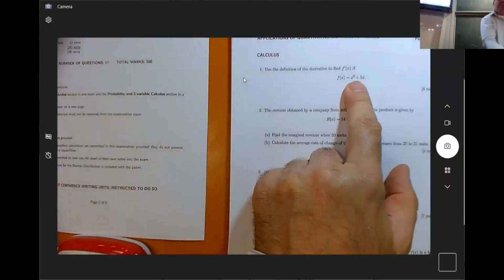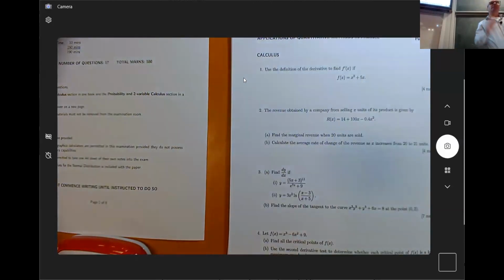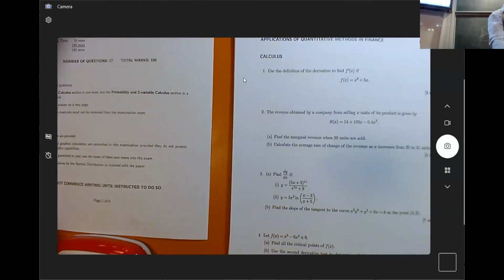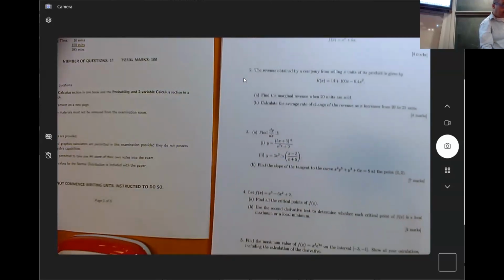Notice how the other function we looked at was like x squared plus 3. We're keeping it to simple functions, all right? But again, it's worth 4 marks. It's worth 4% of the exam. So it's actually a considerable portion of the exam marks. Okay.